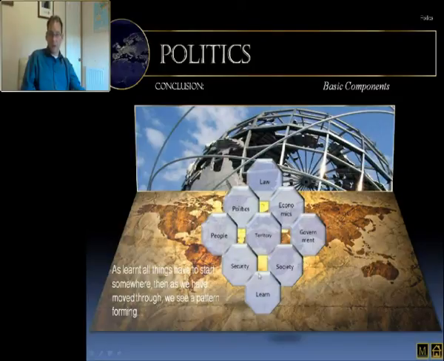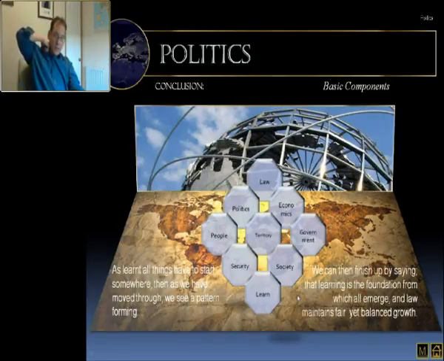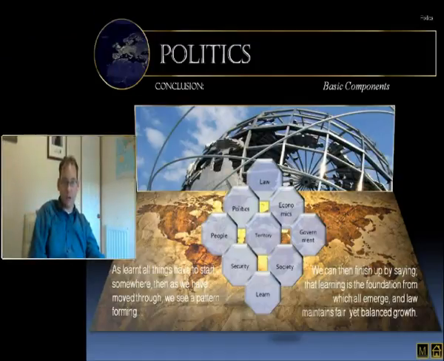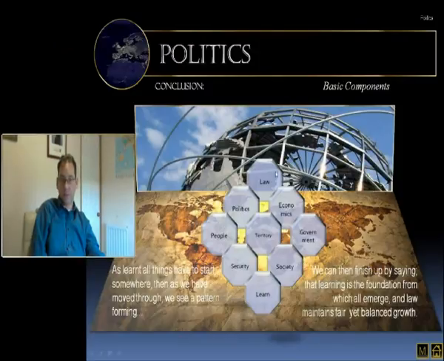Yeah? Learning and law. And the forefront is learning, because without that learning, none of this would be created. And again with territory slap bang in the middle to build it all on. We can then finish up by saying that learning is the foundation from which all emerge and law maintains a fair yet balanced growth. So, cycle. Once again.